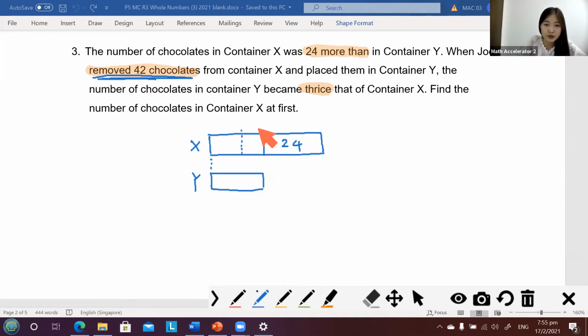You want this to be 42. Take away 42. Okay, good, 18. So take away the 18 and the 24. You can remove 42 from X and give it to Y. So this is plus 42.